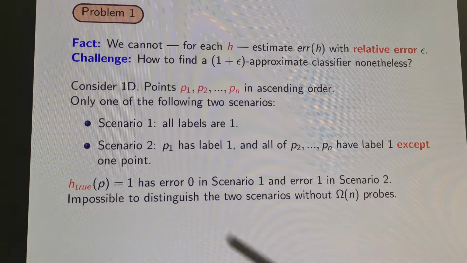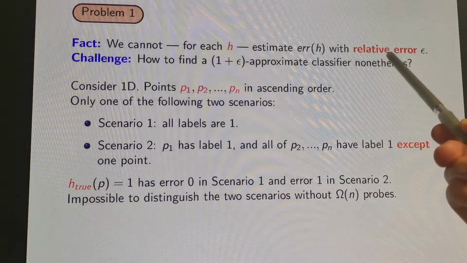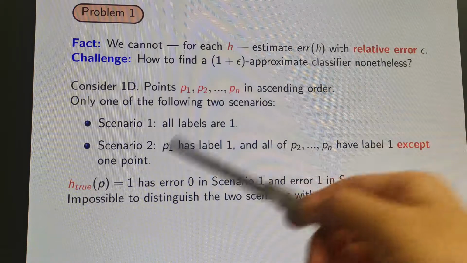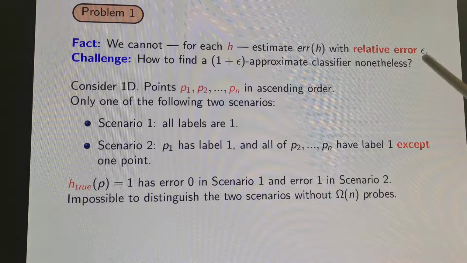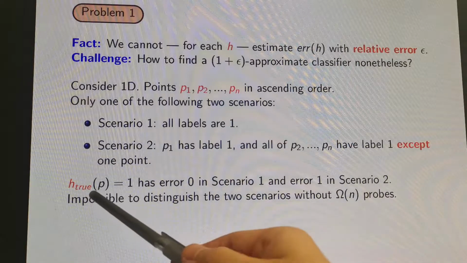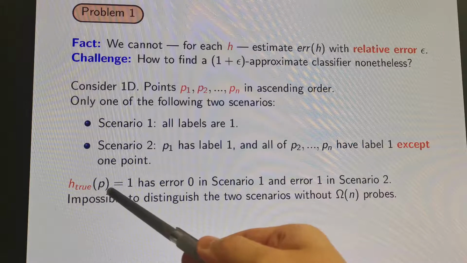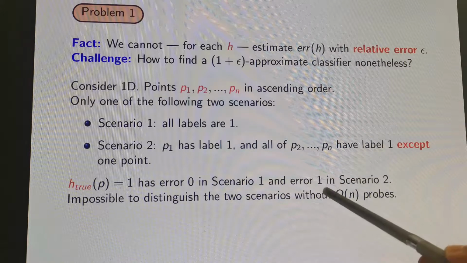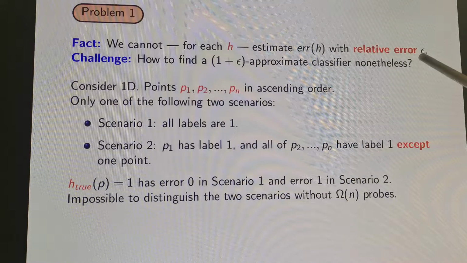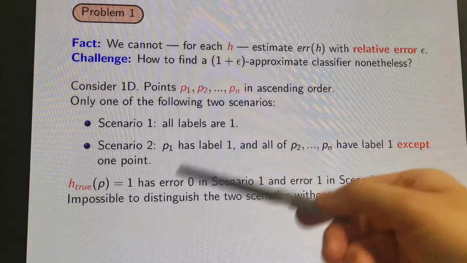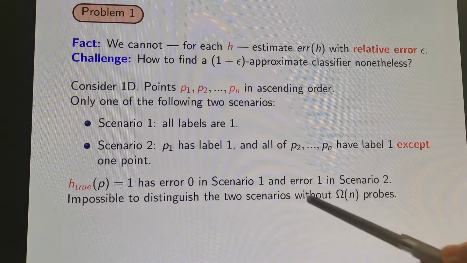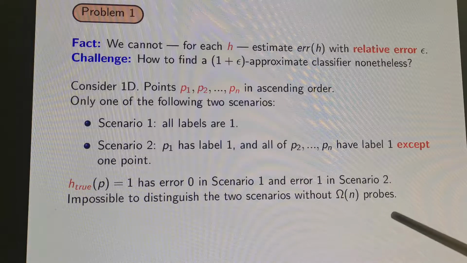It turns out that since you are not able to estimate the error of H true up to relative error, if you were able to, let's say you set epsilon to be something less than 0.5, let's say 0.49, then you will be able to precisely know what the error is, because in the first scenario it's 0, in the second scenario it's 1. So if you achieve an error of 49%, then you will be able to distinguish these two scenarios. Unfortunately, we already know that it's impossible to distinguish the two scenarios unless you probe n points. So immediately you hit a dead end here.